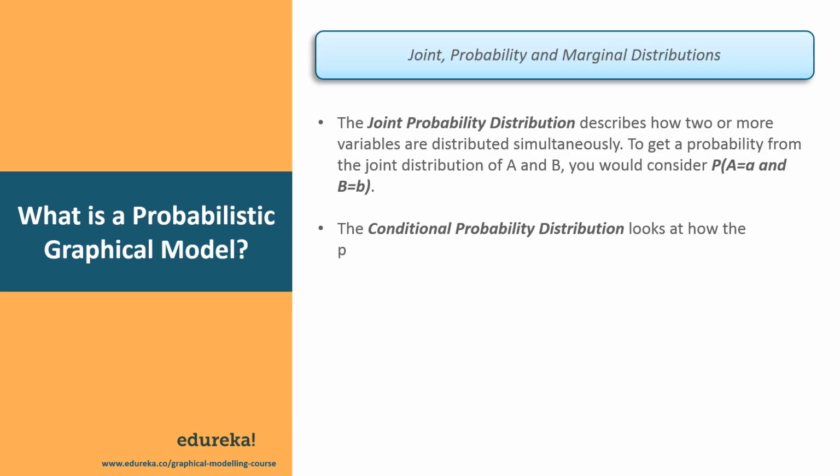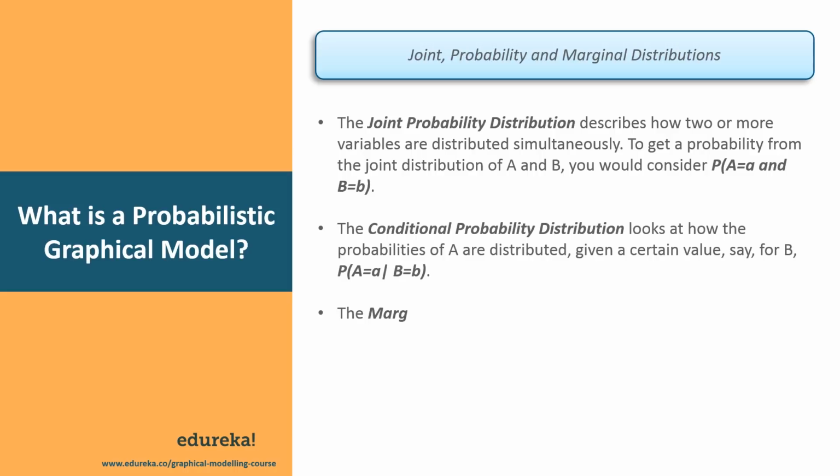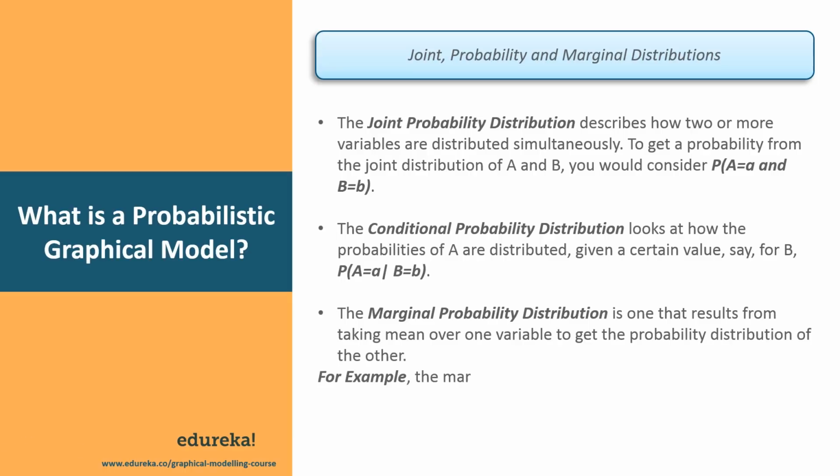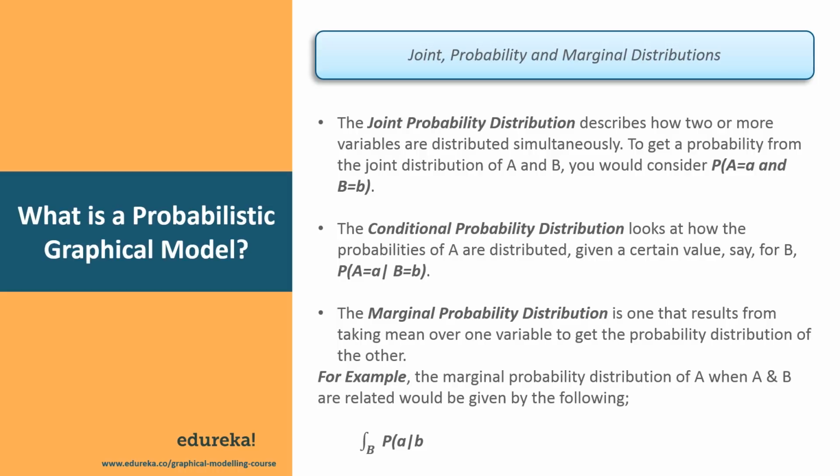That looks at how the probability of A will look given a value of B. And finally, the last idea is a marginal probability distribution. So you basically start with a joint probability distribution, but in one way or the other, you try to integrate out one of your variables. So basically this talks about averaging out, taking the mean over all the values of the variable and giving one definite probability.